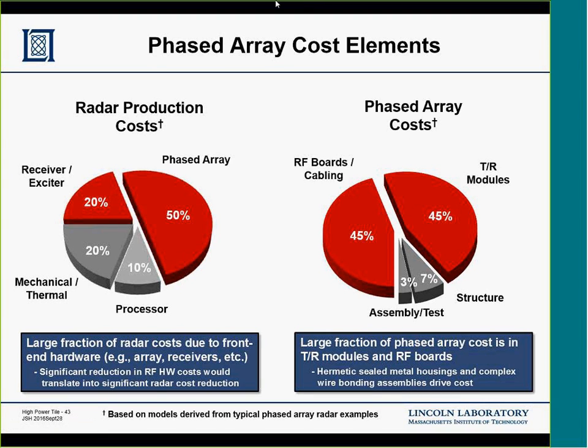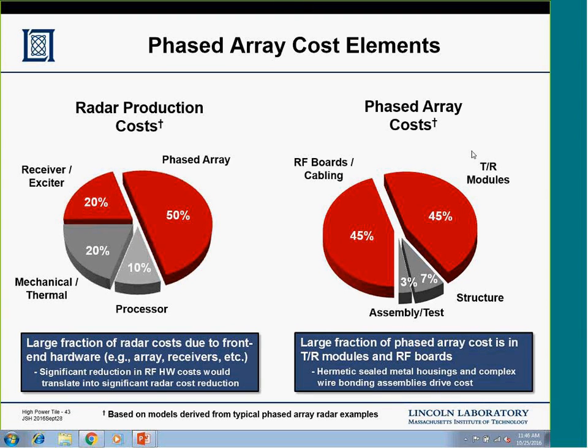Okay, great. Thank you. So the figure on the left shows the pie chart, the distribution of cost in a typical radar. And what's clear is that something like half of that cost is in the phased array portion of it. And it's a significant cost to go after to see about how to reduce the overall cost of the system.